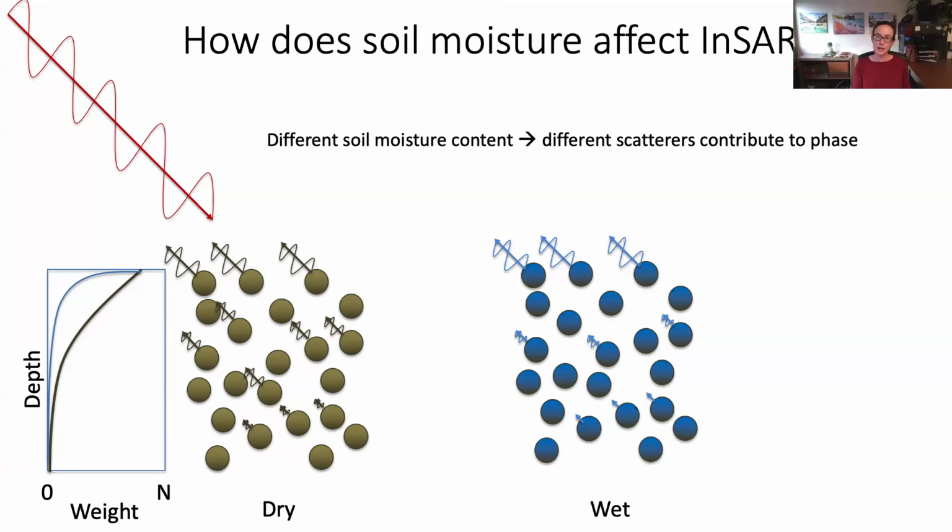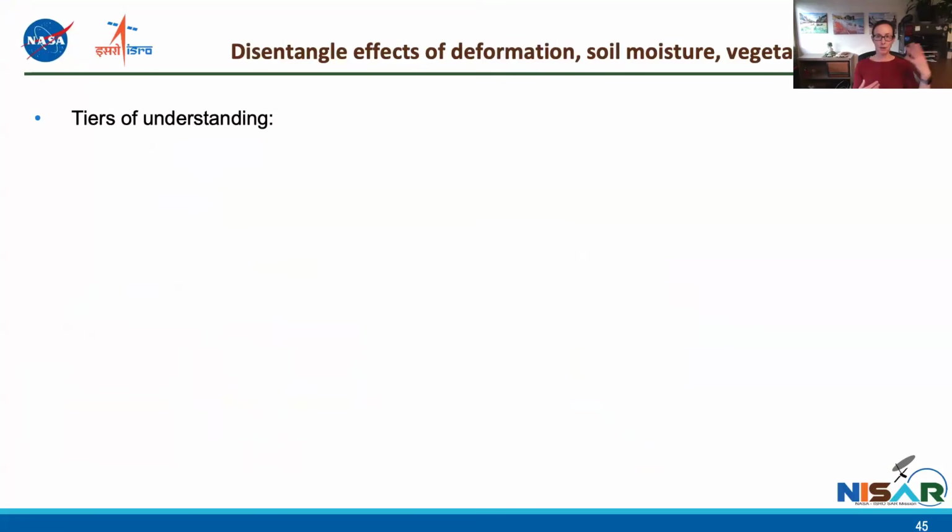And so when we think about how this affects the phase, we want to pull out how much of this is from soil moisture, how much is from deformation, how much is from vegetation. That's the ultimate goal. And there's various levels to which we can do this. At the lowest level, we can just say how big of a problem is this? How much error are we introducing to NISAR from things like soil moisture or vegetation?